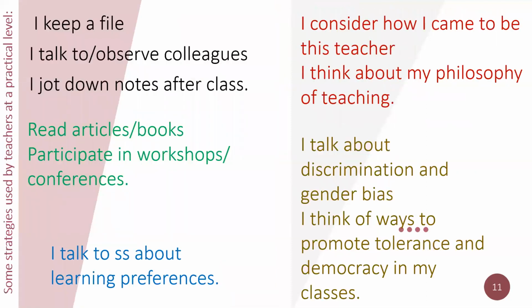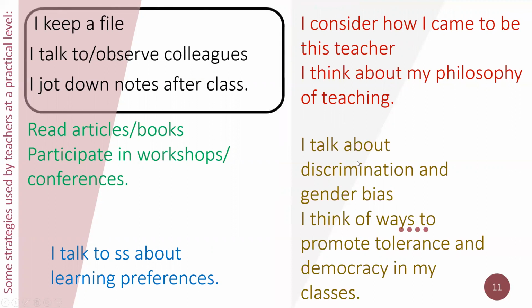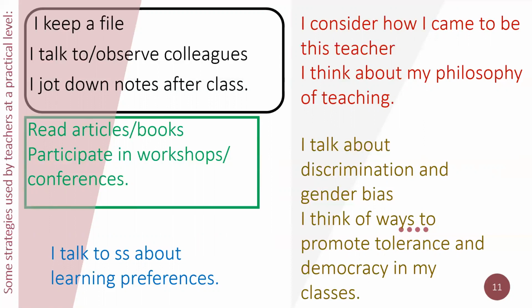Some of the things that you would find in the statements at a practical level refer to the actual reflective strategies that teachers use. For example, I keep a file with notes on my previous classes about what went well, what didn't. I talk to or I observe my colleagues, for example. Then at a cognitive level, we look at things like I read professional journals, I participate in workshops or conferences and other types of continuing professional development activities.